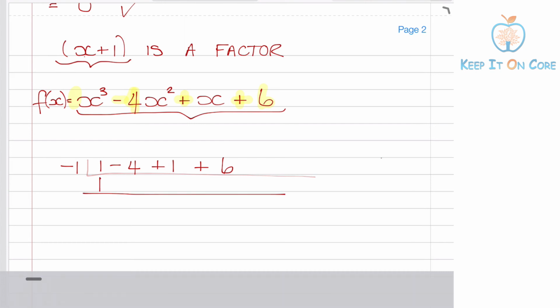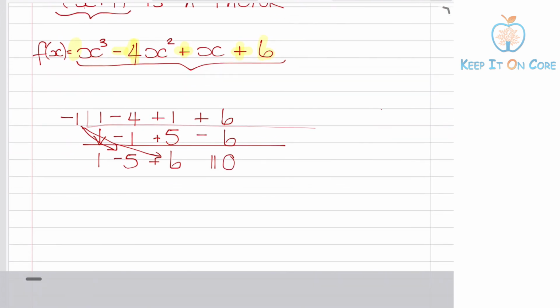So the method of synthetic division is we bring our 1 down. Negative 1 multiplied by positive 1 is negative 1. Negative 4 minus 1 is negative 5. We multiply negative 1 with negative 5, which gives you positive 5. 1 and 5 is 6. Negative 1 multiplied by positive 6 is negative 6. And this last term over here, if it's a factor, has always got to be 0.